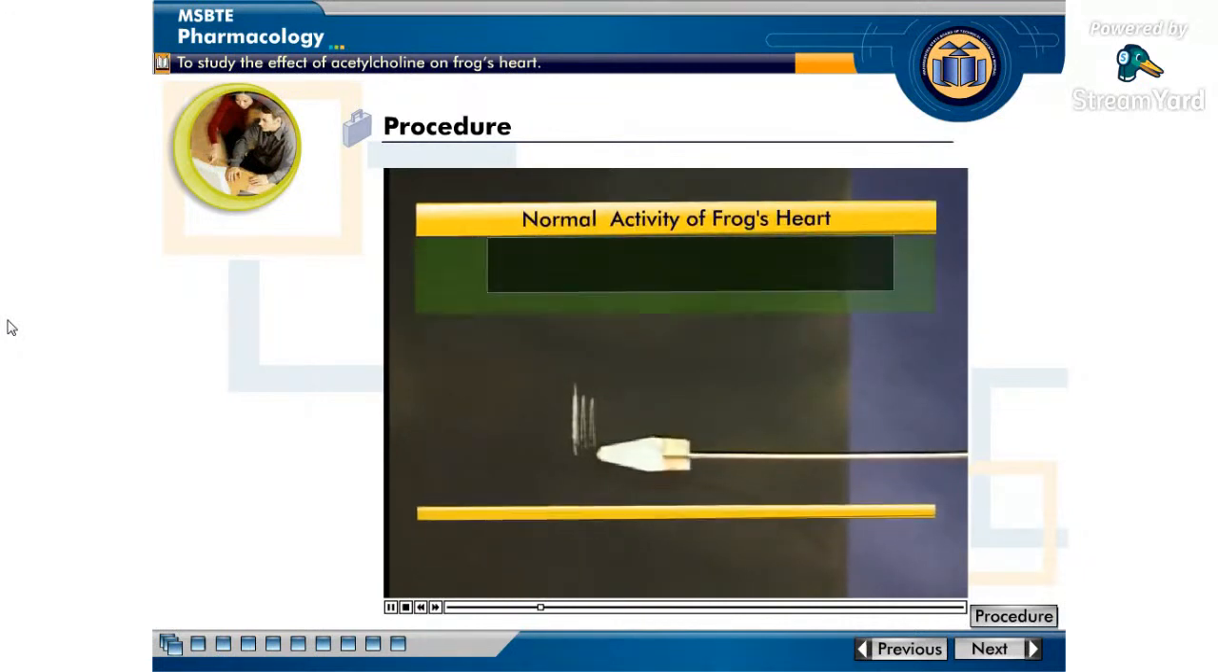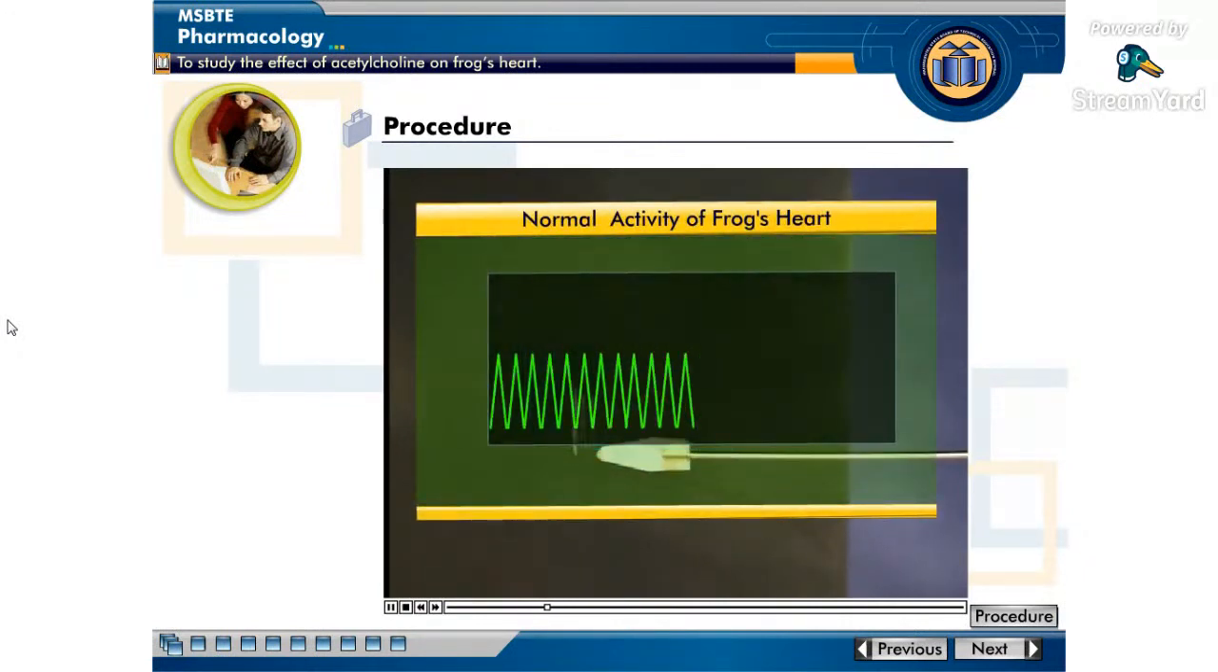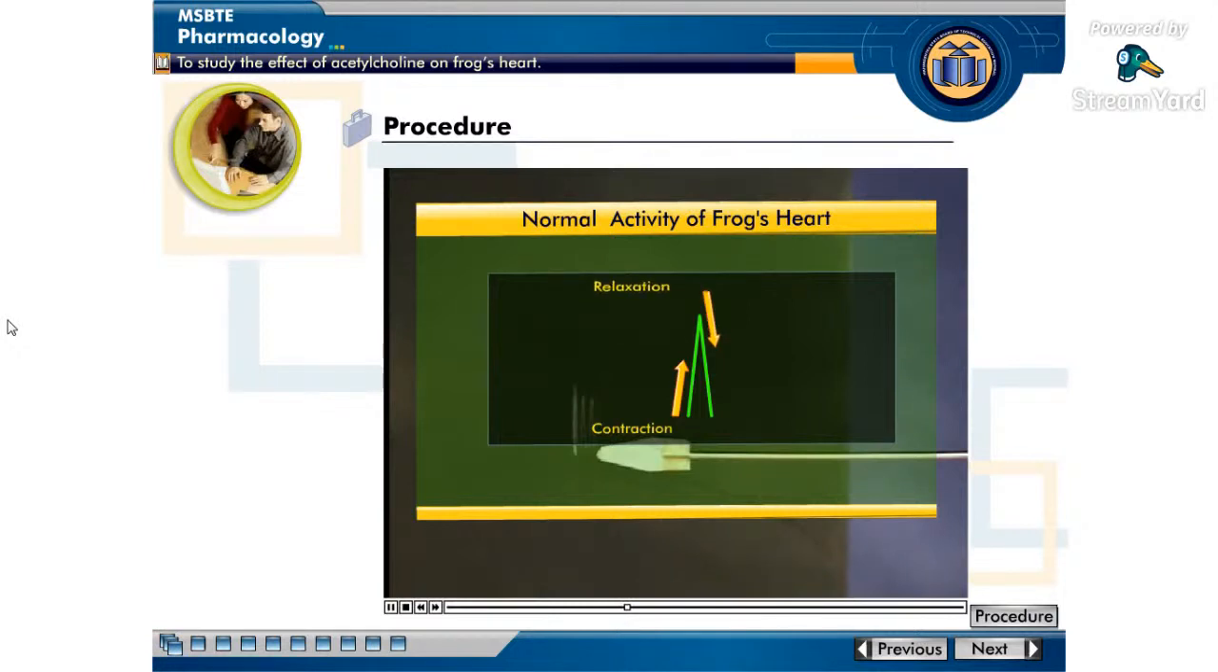From the pattern recorded on the drum, you can see contractions of cardiac muscle and relaxation of the same. This event of contraction and relaxation is observed in the form of a single peak. Upgoing part of peak represents muscle contraction and reverse indicates relaxation.